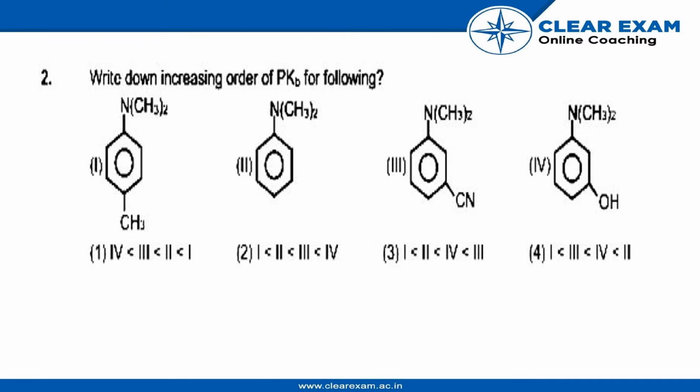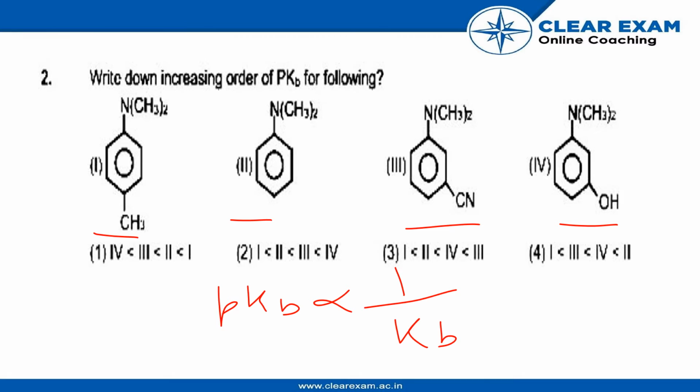So in this question we have to sort these compounds in increasing order of pKb values. So we know that pKb is inversely proportional to Kb. Kb is basic strength, and Kb is directly proportional to 1 by isomeric and mesomeric effect. So first we sort these compounds according to Kb values.